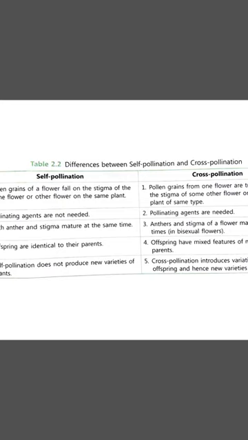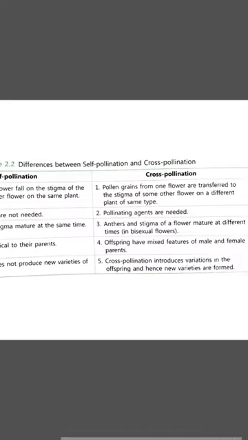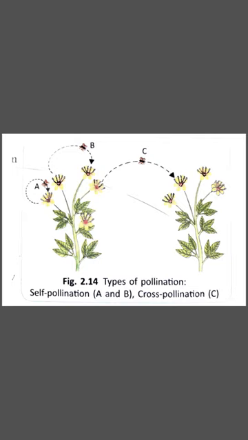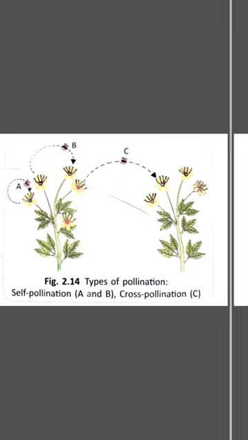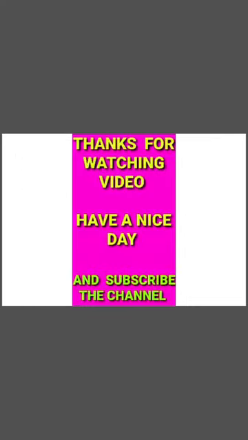Okay, these are the differences between self pollination and cross pollination. I have told you about the types of pollination, self pollination and cross pollination. After that, we will talk about the agents of pollination in the next class.